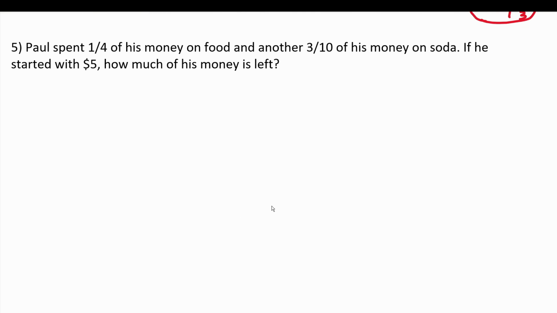All right, number 5 says, Paul spent 1/4 of his money on food and another 3/10 of his money on soda. If you start with $5, how much of his money is left? So the point I want to make in this problem is this. Fractions are the same as decimals, and in some cases, it makes more sense to work with the decimal equivalent of a fraction rather than the fraction itself. And as it happens, when you're dealing with money, you typically want to work with decimals.